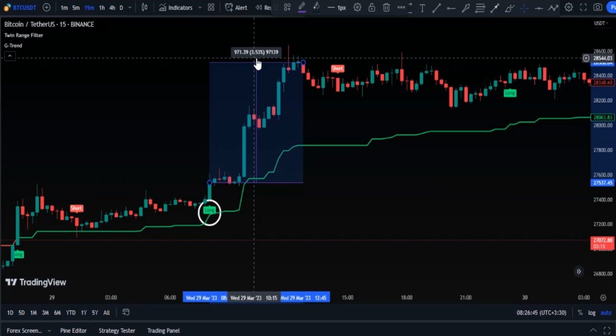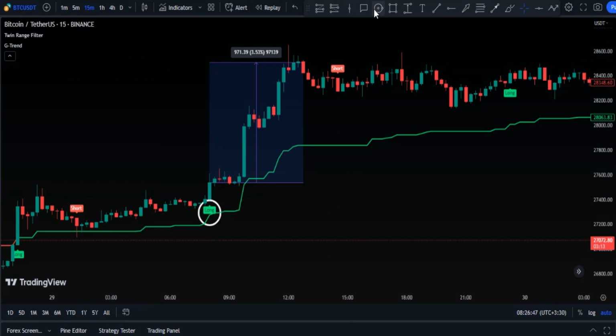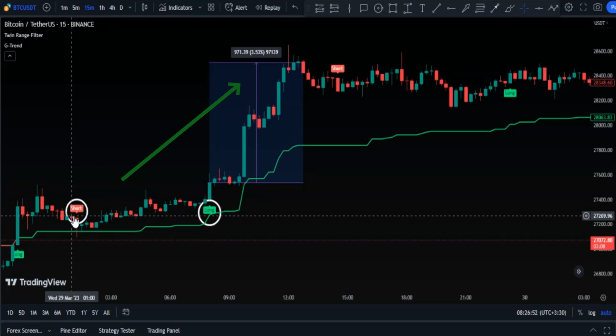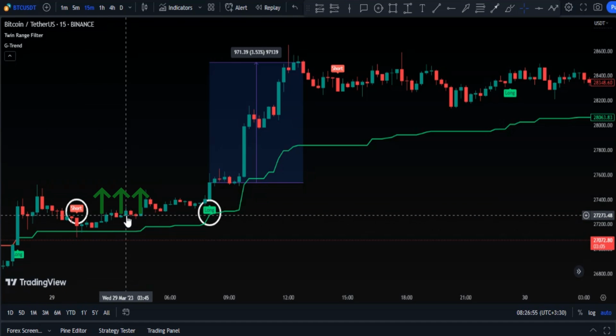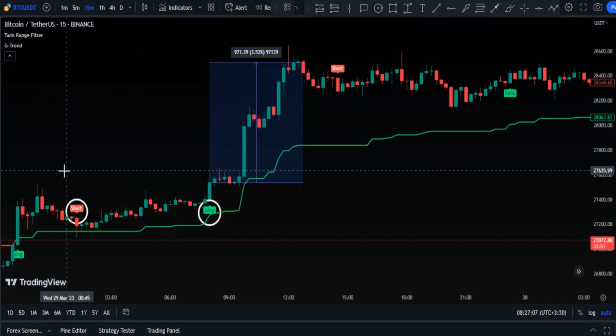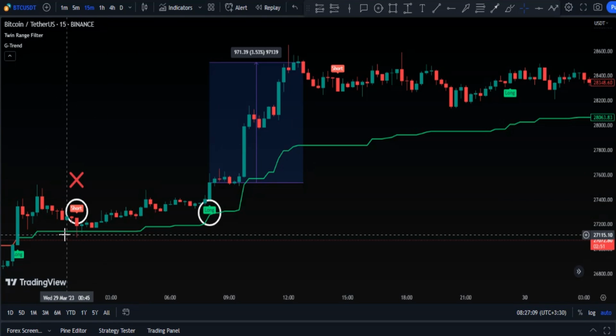But right before that, look at this signal. We got a short signal, but the momentum is upwards. The reason is that the price is above the G-Trend indicator, so in a situation like this, we should not have used this signal to enter a trade, and this signal would have been considered a fake signal, and with the help of the G-Trend indicator, we could have filtered it.